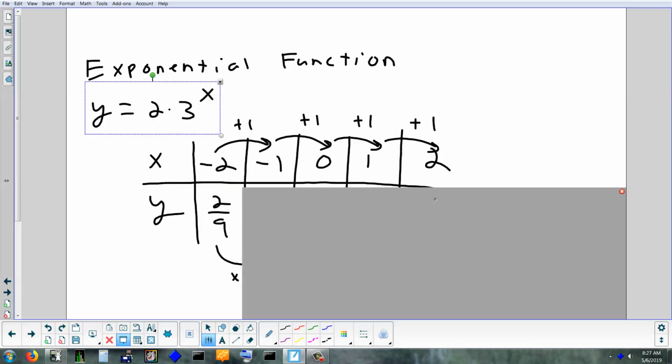3 to the -1. What would that be if I did 3 to the -1? Back to the warm-up. What is it? No, remember this doesn't mean it's a negative number, it's a negative exponent. So how do you fix something like that? Flip it. So what's 3 to the -1?